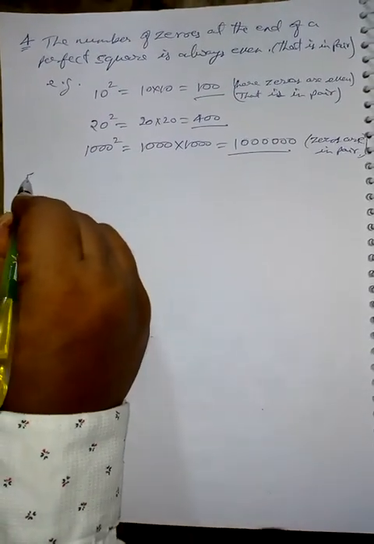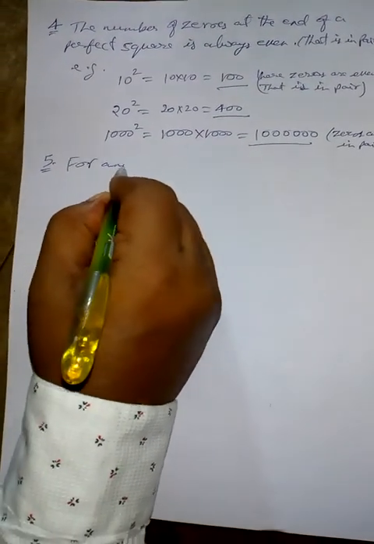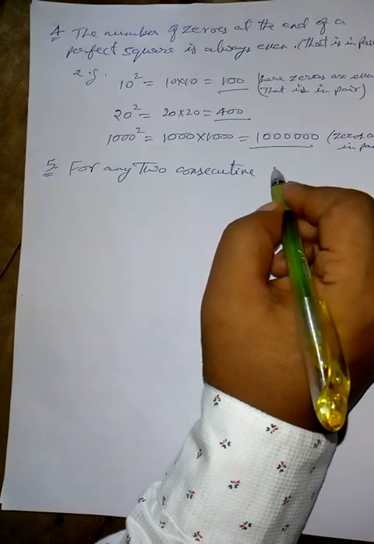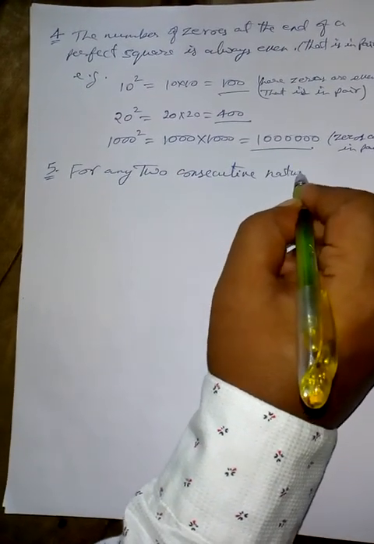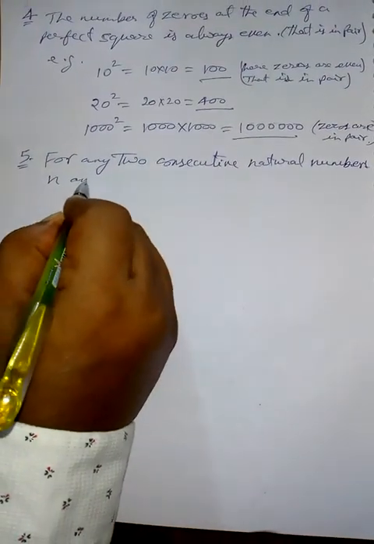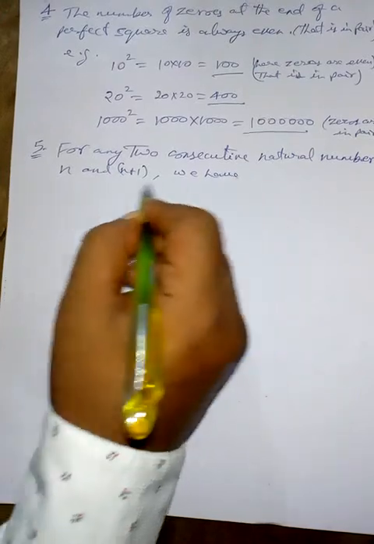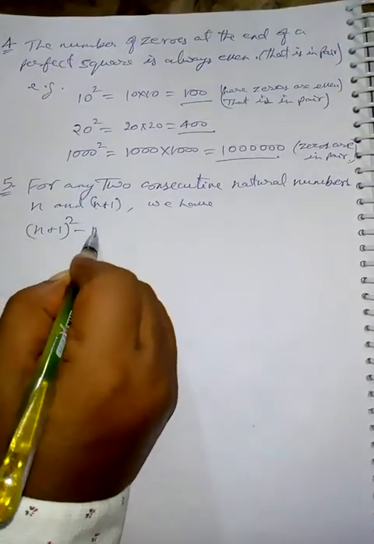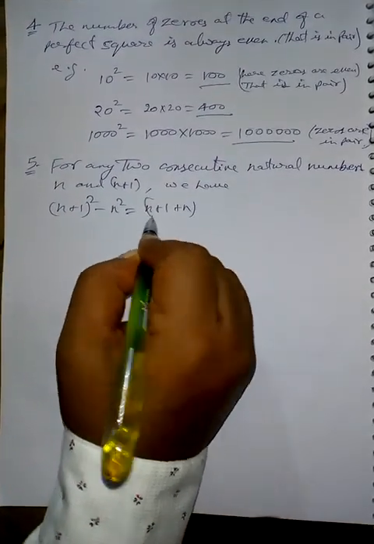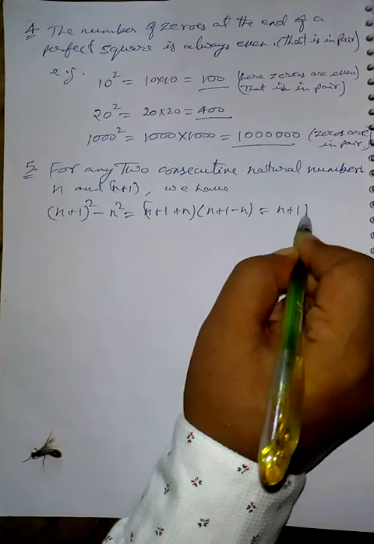Next property, property 5, it says that for any two consecutive, means continuous, one after the other, consecutive natural numbers, say n and n plus 1, we have n plus 1 square minus n square is equal to n plus 1 plus n into n plus 1 minus n, and that is equal to n plus 1 plus n.